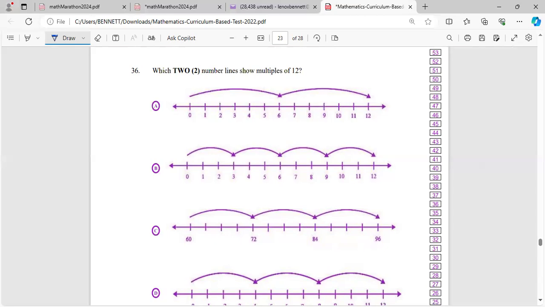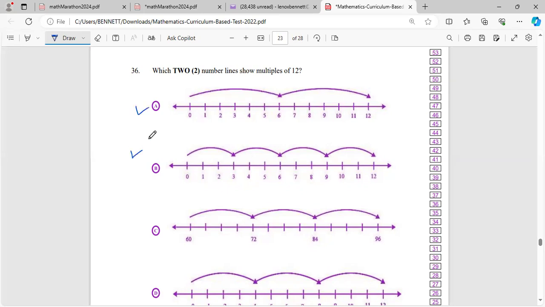Alright, so it says: which two number lines show multiples of 12? This is knowledge base, so we can discuss this. Which two number lines show multiples of 12? A and B? A and B, do we agree?